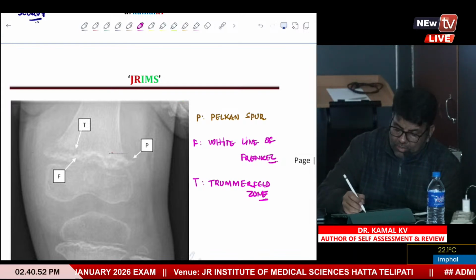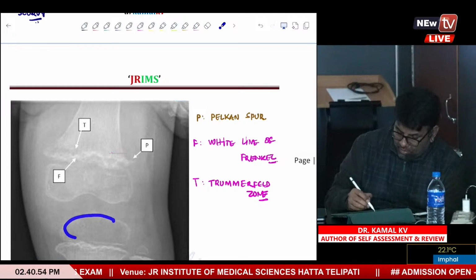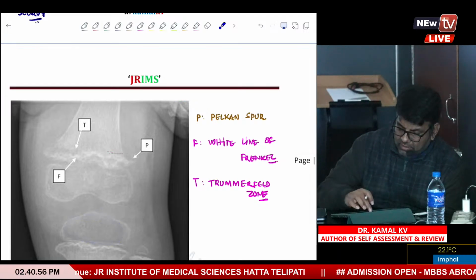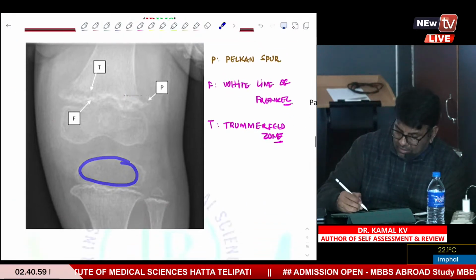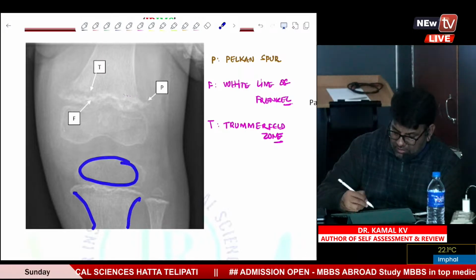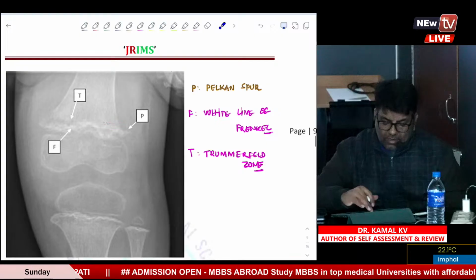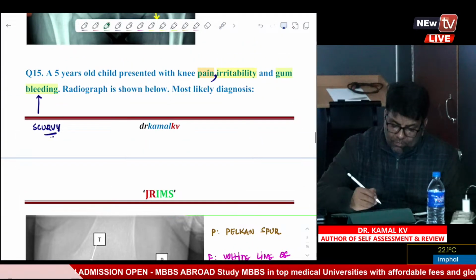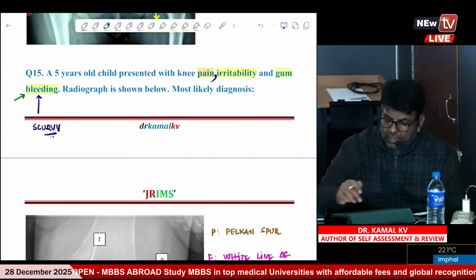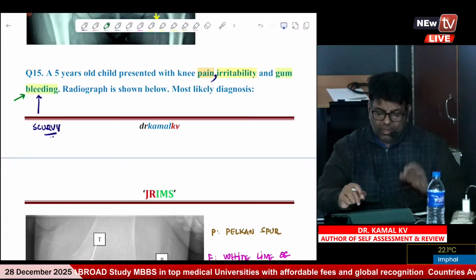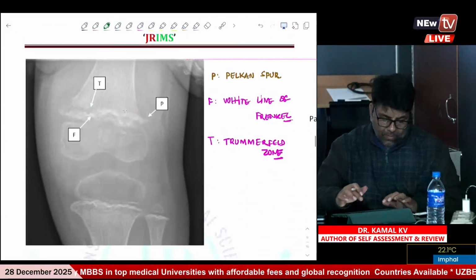Apart from this, what you can see? This is Wimberger ring sign. What is this? Wimberger ring sign. You can see pencil thin cortex. So this is classical picture for scurvy. And in case history, the confirmatory word is gum bleeding. So in scurvy, there is gum bleeding.